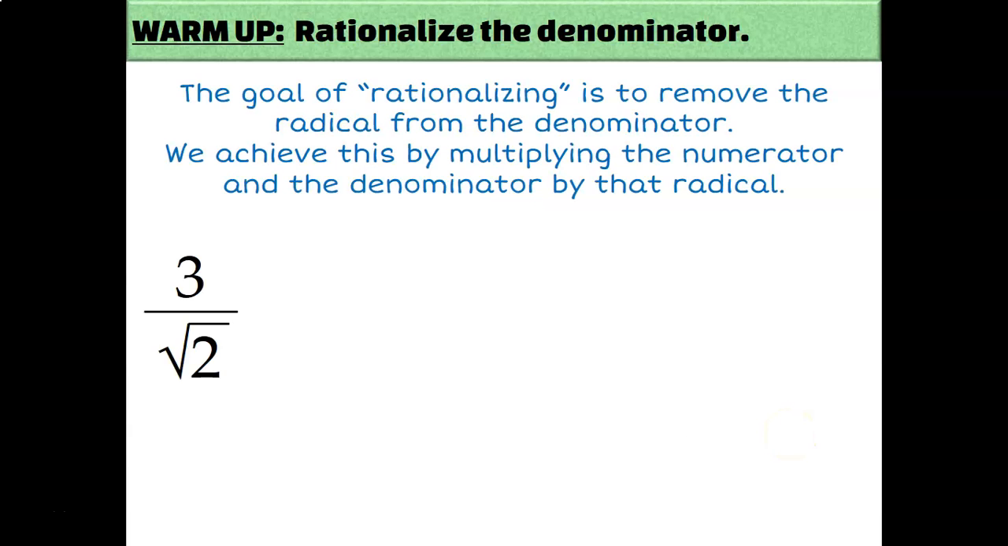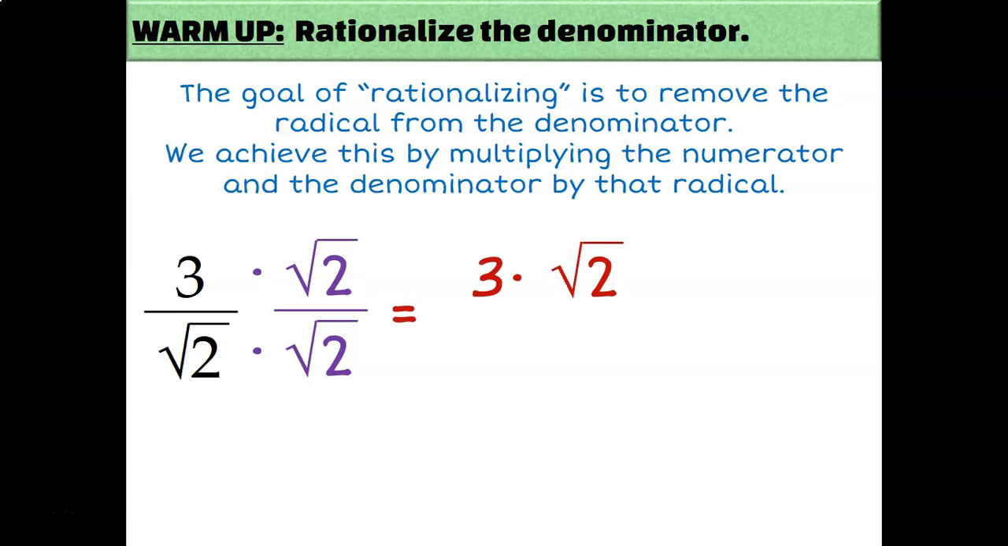Rationalizing the denominator means to remove the radical from the denominator. It's considered improper to have a radical on the bottom of a fraction. So to get rid of that radical, we multiply both the numerator and the denominator by that radical. So I'm going to multiply this fraction by square root of 2 over square root of 2.